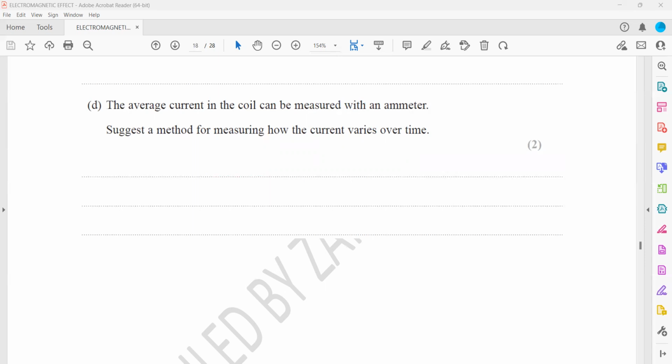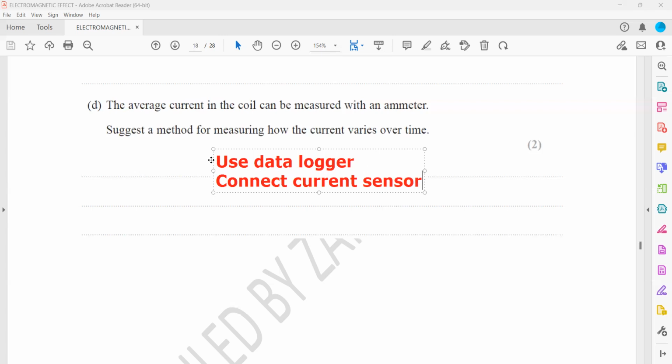We use a data logger because the data logger, interfaced with the computer, will keep the data, like record, so you will have the current at different time intervals. Otherwise, if an analog ammeter is used, it will continuously change and you will not find it easy to measure. So use a data logger and connect a current sensor, and the current sensor should always be in series because the current is the same in series.